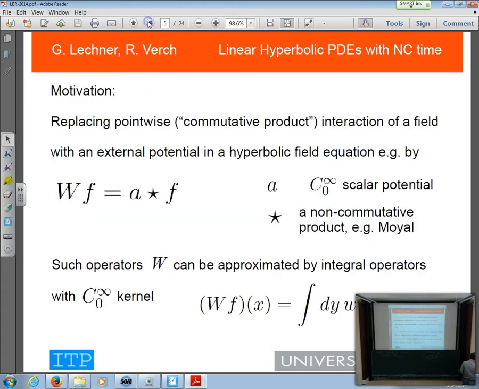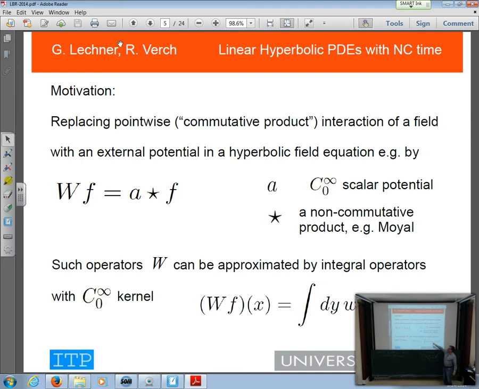So I will now give a little bit of motivation, and I will come back to it a little later again. So the motivation is, well, interaction with an external potential is always a nice problem, and you can model various physically relevant situations in that way. Now what happens if, let's say, we have in mind a quantum field that interacts with a non-commutative external potential? A scalar potential in this case, for the simple situation.